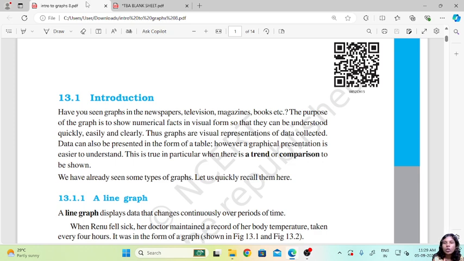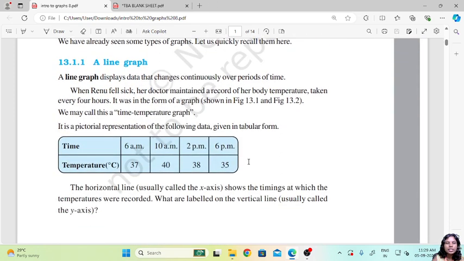Now we have already seen some types of graphs. Let us quickly recall them here. So the first graph that we know is a line graph. A line graph displays data that changes continuously over a period of time. Okay, so it can change continuously over a range of time. After some time it will change again, it doesn't remain constant. So there is some kind of trend, some kind of change that is occurring.